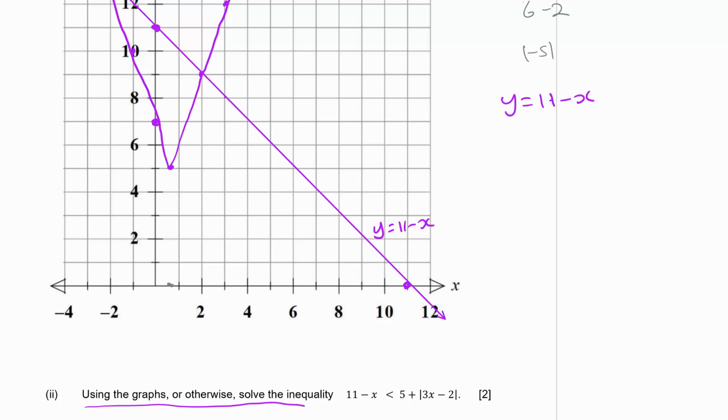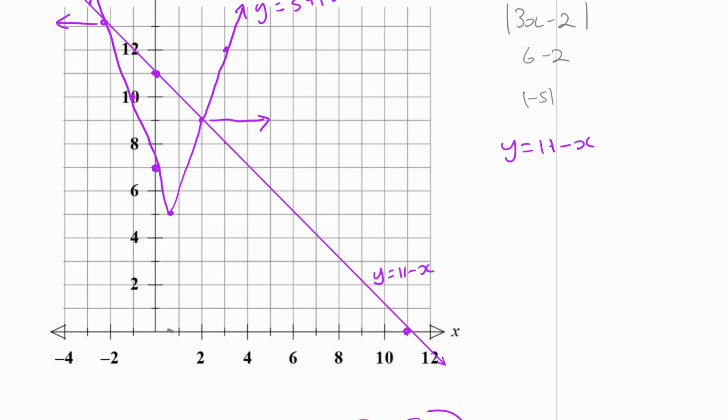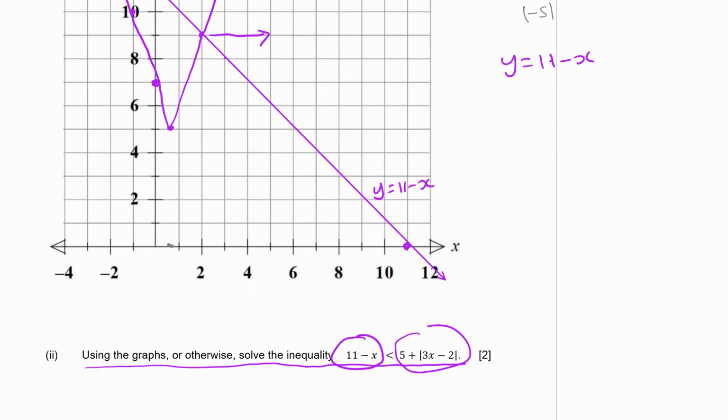Using the graphs or otherwise, solve the inequality. So what we want is where the straight line is below the modulus graph. And that is the case from here onwards, and from here up here back this way. Now, using the graphs or otherwise, that's what we're doing. Solve that inequality. We're going to start by looking at the equals situation. And the graph can help us then decide which way we go from those situations.